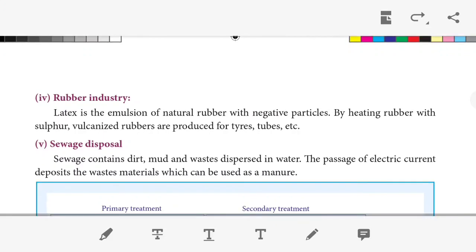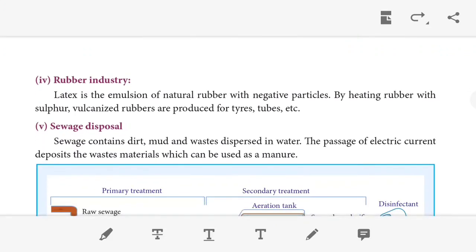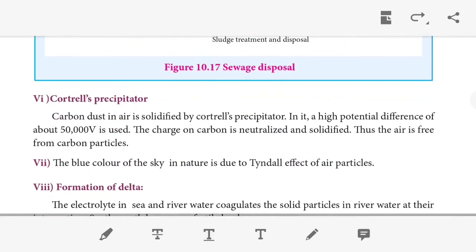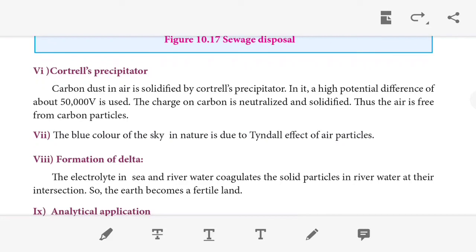Then disposal of sewage. The sewage contains dirt, mud and wastes. The passage of electric current deposits the waste material, which can be used as manure. Then the Cottrell precipitator. Carbon dust in air is removed by the Cottrell precipitator. In it, a high potential difference of about 50,000 volts is used. The charge on the carbon is neutralized and it is precipitated, so the air is free from carbon particles.